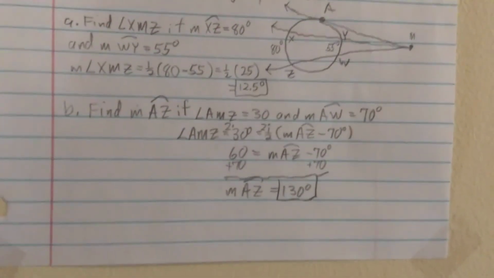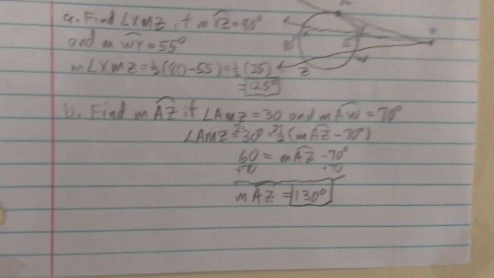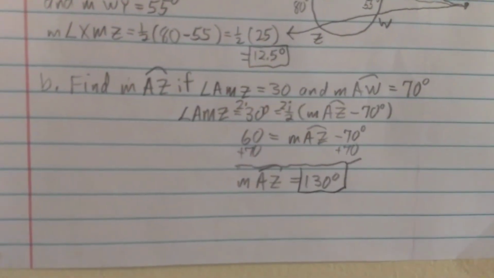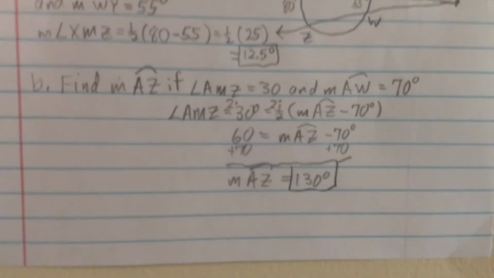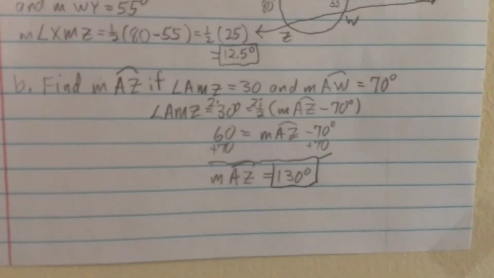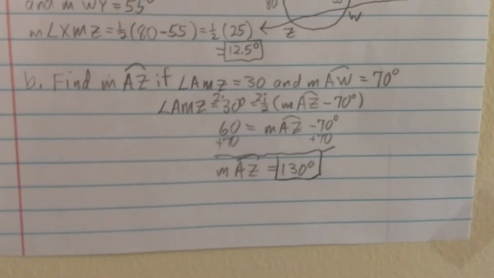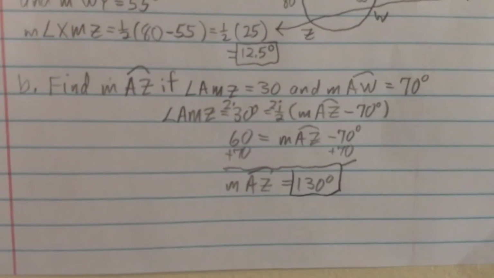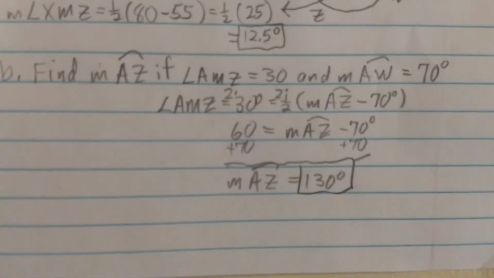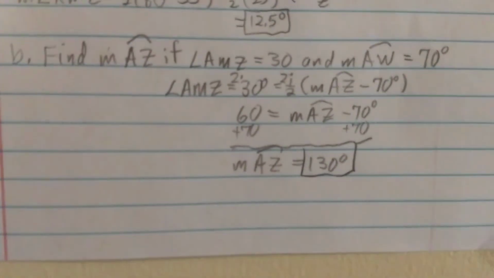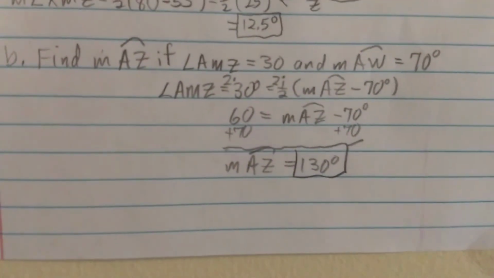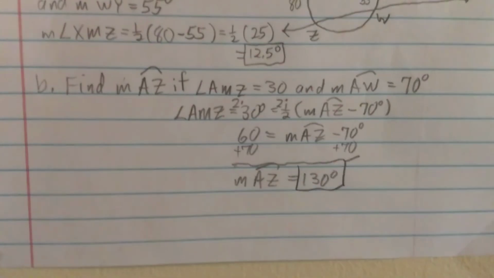So we can multiply both sides by 2, the 2 times 30 is 60, and the 2 times 1/2 was to clear out the 1/2, so we had to multiply both sides by 2. So 60 equals the measure of arc AZ minus 70, and adding 70 to both sides, we have the measure of arc AZ is 130.